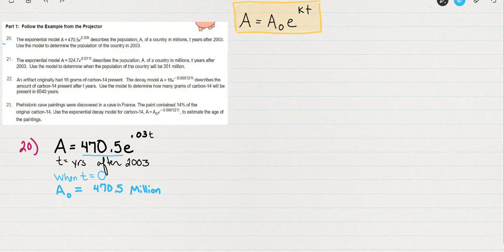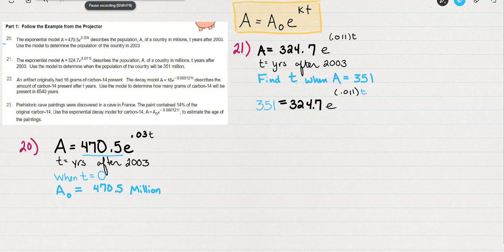Let's look at number 2. For this second problem, number 21, we're given the formula. The amount of population is 324.7 e to the 0.011t, where t is the number of years after 2003. And our problem is asking us to find the time, find the year, when the amount is 351. So what we're going to need to do is find t, the number of years after 2003, and then determine what year that will be.